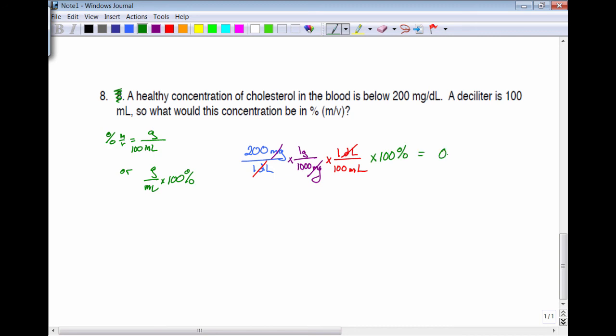My answer should be 0.2% m over v of cholesterol. So you could also say that a healthy concentration of cholesterol in the blood is below 0.2% m over v.